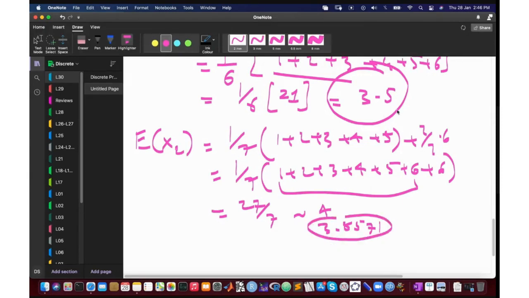Okay, और original case में जो आपकी average है वो 3.5 आ रही थी. तो remember ये जो probability है वो change करने से आपकी expectation change होगी. तो the expectation depends on the probability.